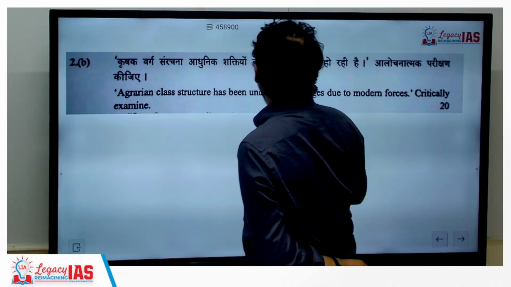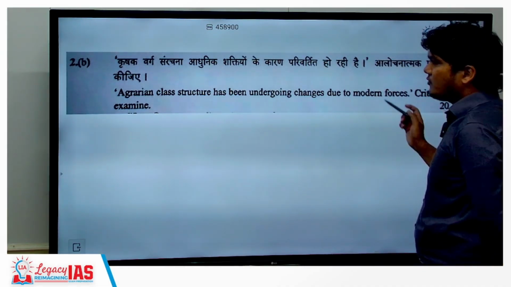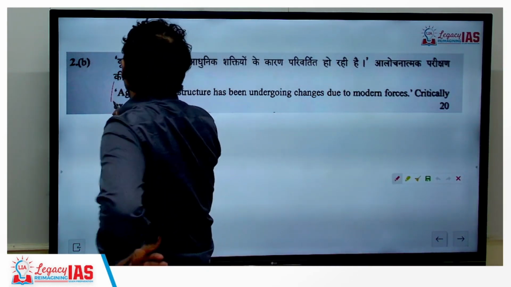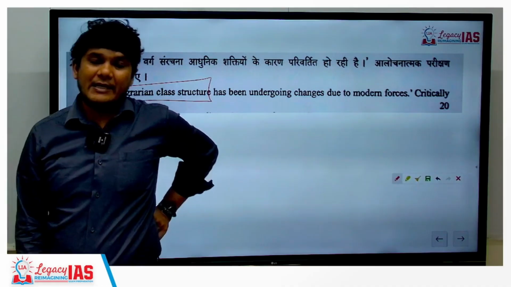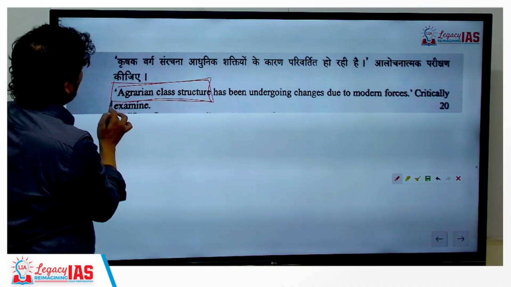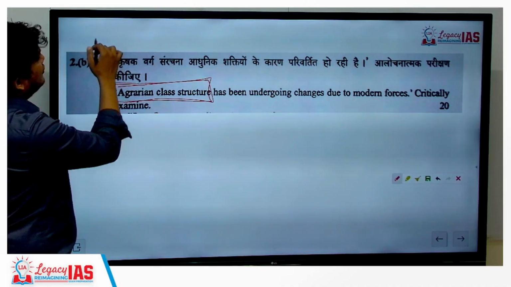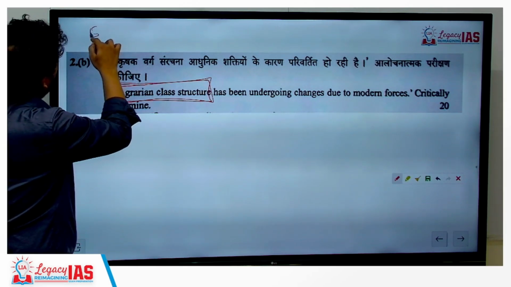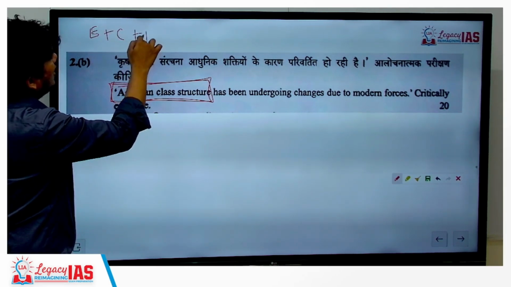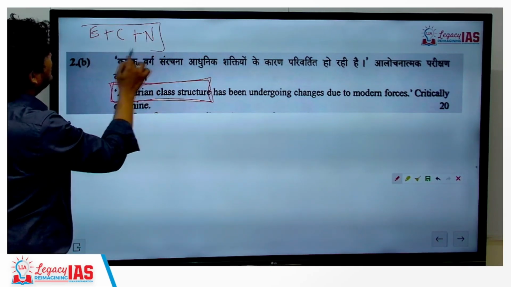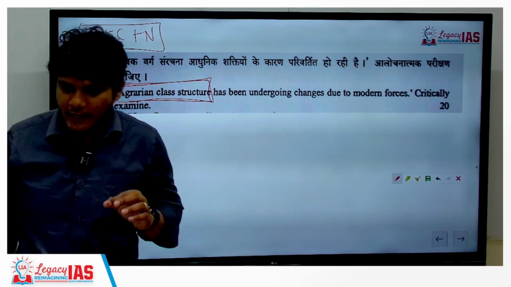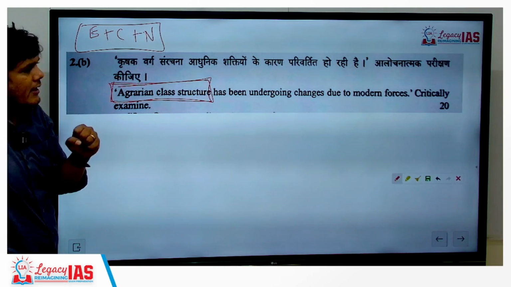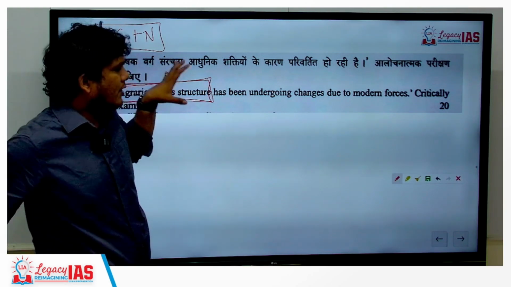Agrarian class structure has been undergoing changes due to modern forces. Critically examine, right? So here they are talking about the agrarian class structure that existed. How was this class structure? If you take Weber's theory, you can say it's a mix of economic power, caste, and the power group or the network that a person is a part of. As per Marx, it will be just the economic power. So you can use Weber's theory over here and talk about how this mix contributed to the class structure.